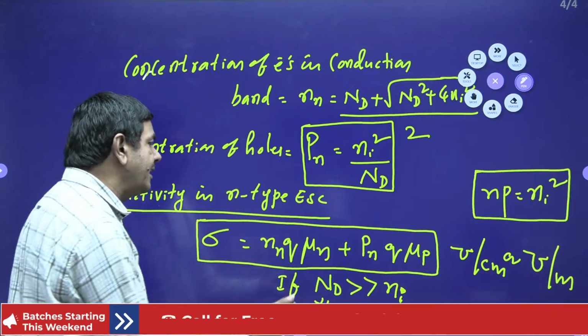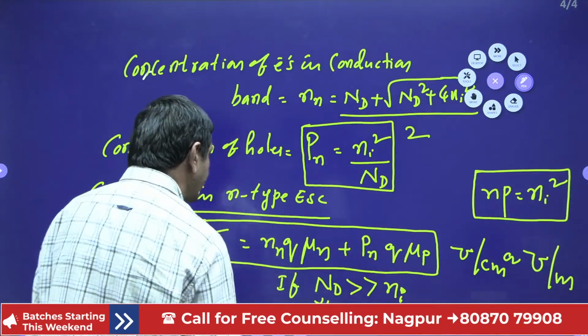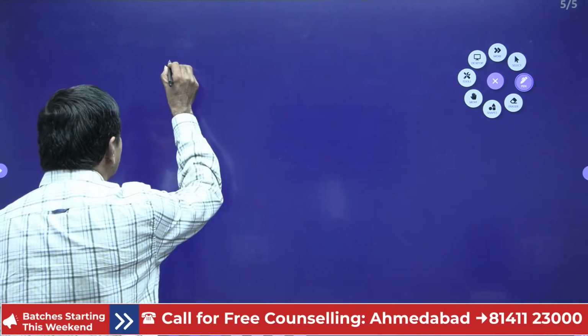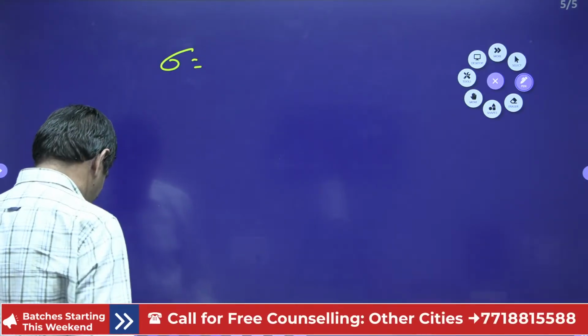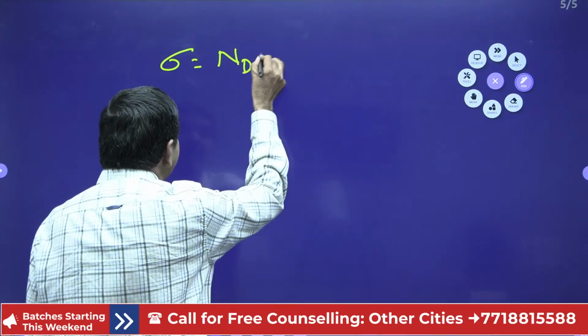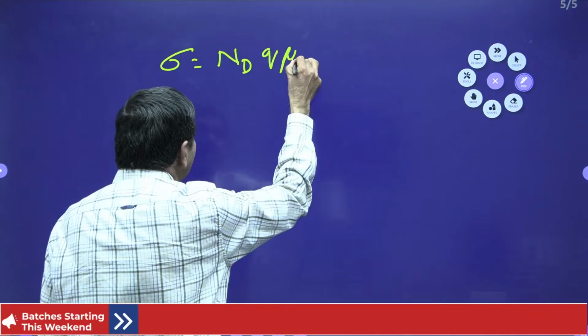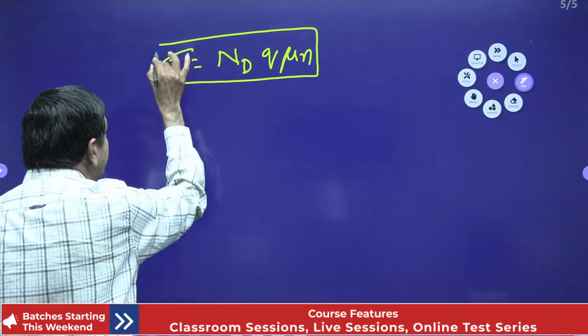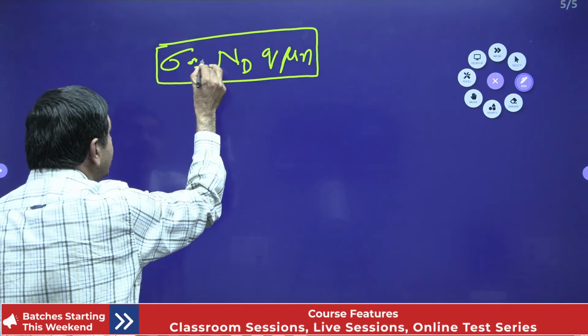If you are neglecting the concentration of holes in the n-type extrinsic semiconductor, then I can write the conductivity finally as Nd into Q into mu n, since Nn equals Nd. This is the conductivity formula we can use. It is approximately equal to this only.